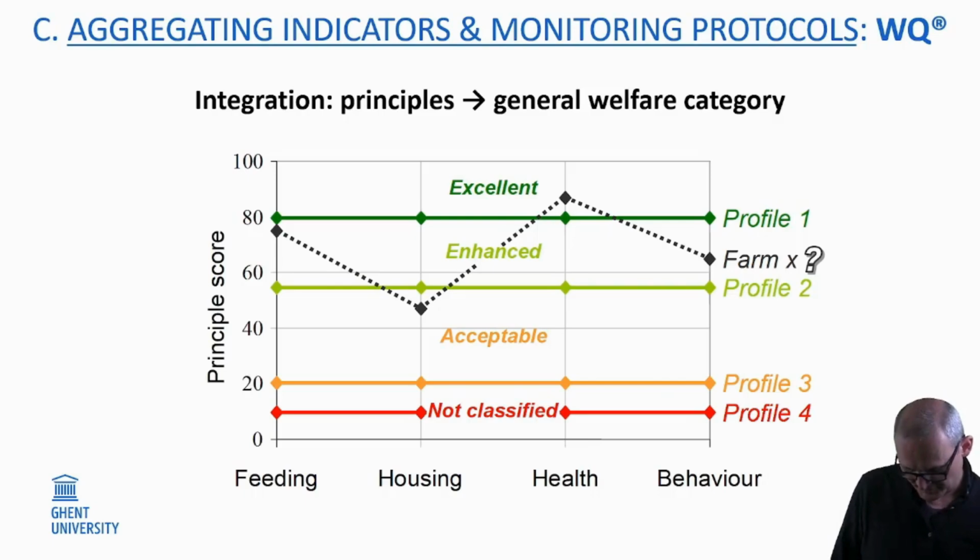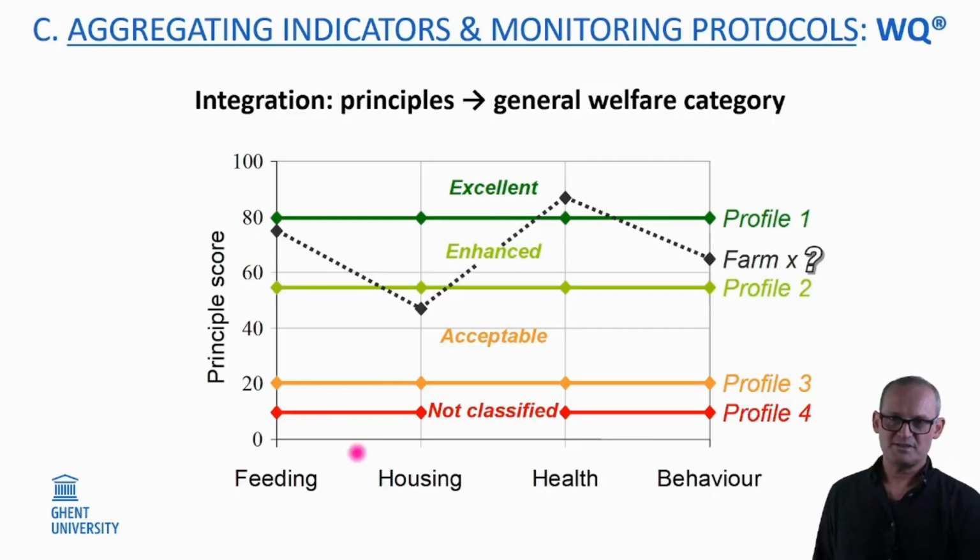So the last step of the integration in Welfare Quality, you get a result from 0 to 100 for these 4 welfare principles. And a farm could have a good score for feeding, a lower score for housing, a good score for health, and again a lower score for behavior. Then the question is, what shall we give that as an overall welfare category? And it could be excellent, enhanced, acceptable, or not classified.